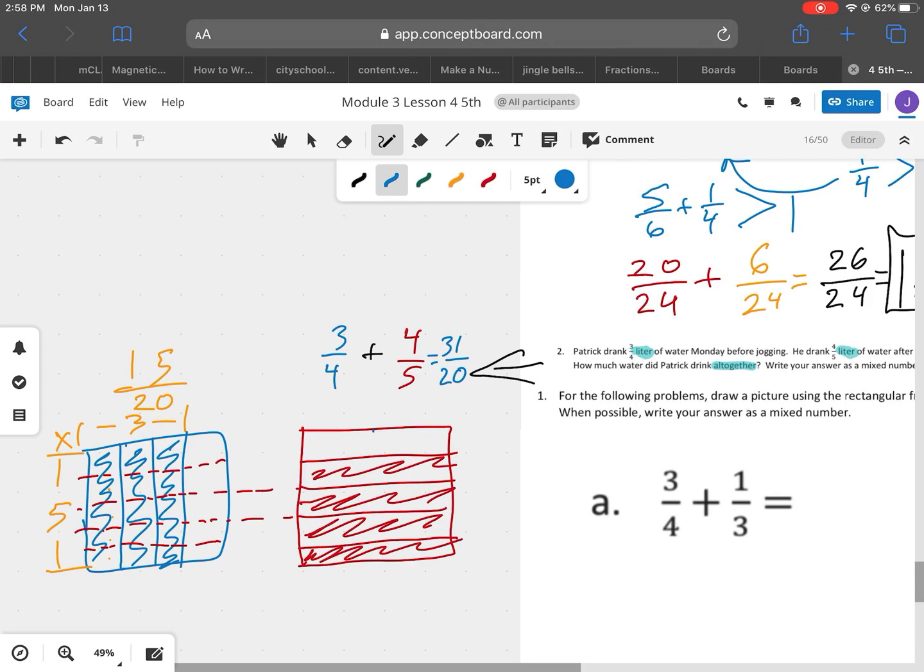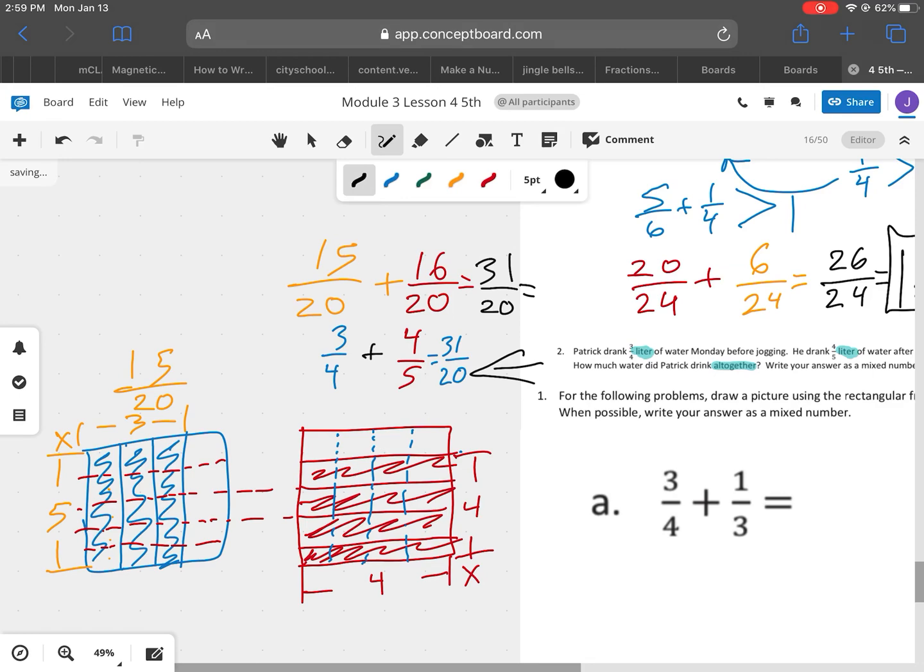Now over here, I'm going to divide it into 4ths. From here to here, we have 4, and from here to here, we have 4, and 4 times 4 is 16. So we're going to add 15 20ths plus 16 20ths. And this will give us 31 20ths, which would equal 1 and 11/20.